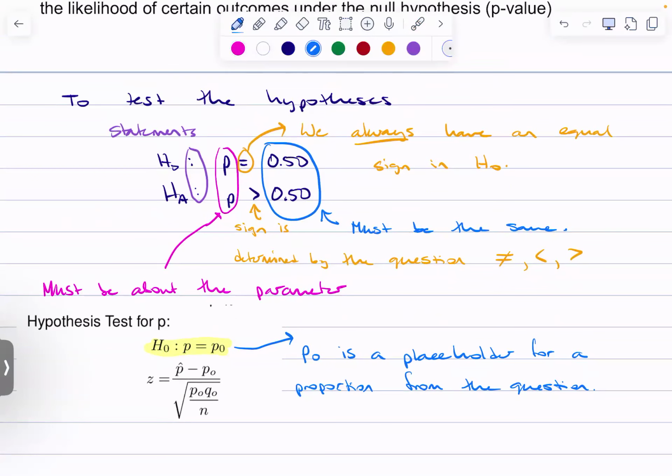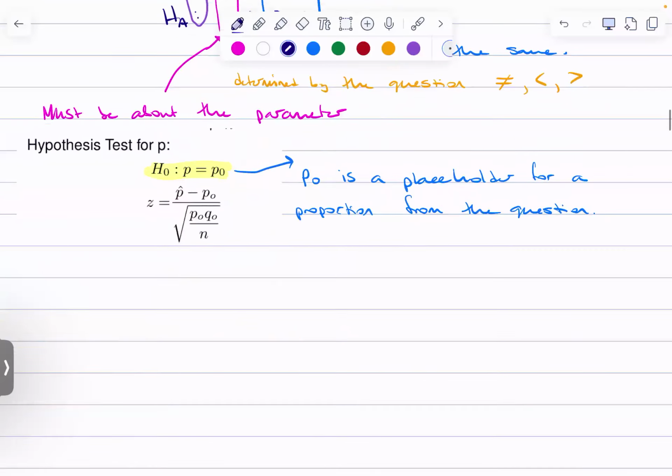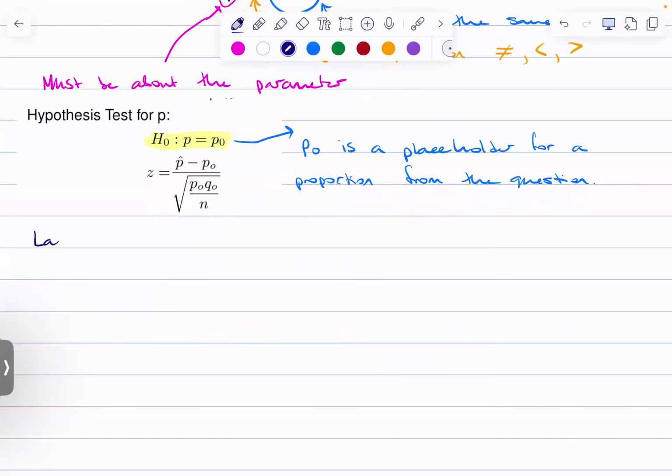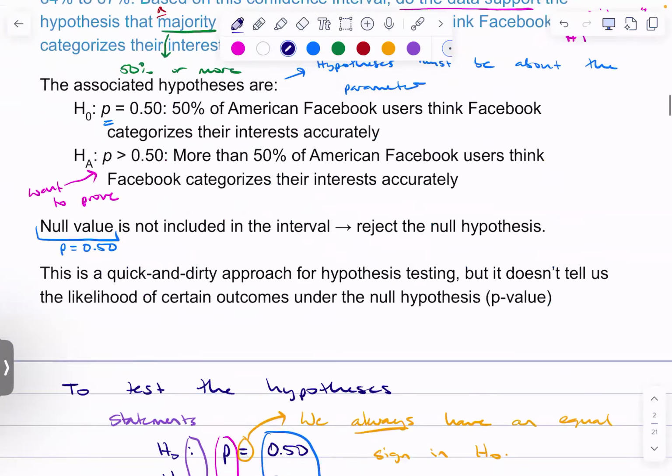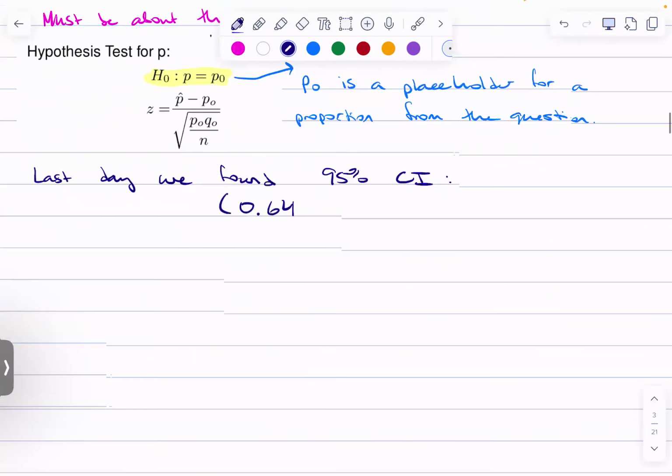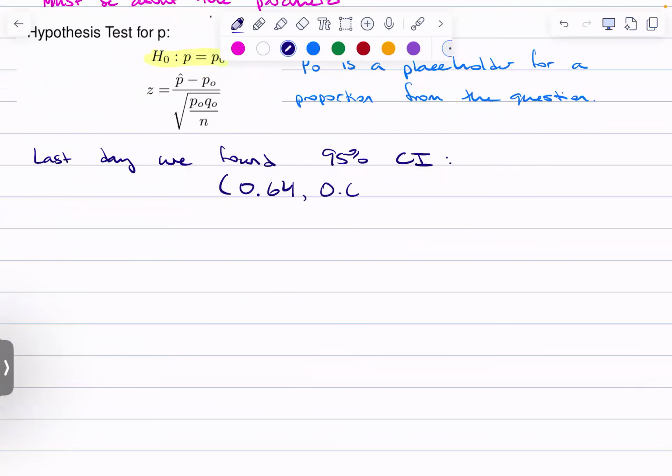So last day, we found the 95% confidence interval, and I'm just going to use the proportion 0.64 to 0.67, just from earlier.